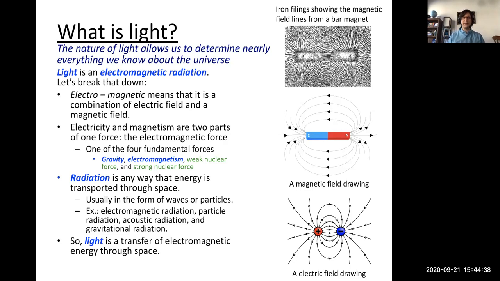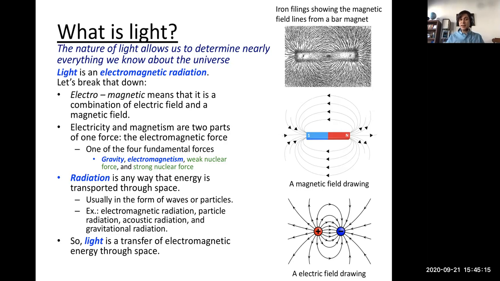Okay, so light has something to do with electromagnetism, electric and magnetic fields. Light is also radiation, electromagnetic radiation. What is radiation? Well, radiation is just a fancy physics term for any way that we can take energy from one place and put it in another place through space, without necessarily having to connect those two things together. So it is just a way to send energy from one place to another place. This is usually done in the form of waves or particles.